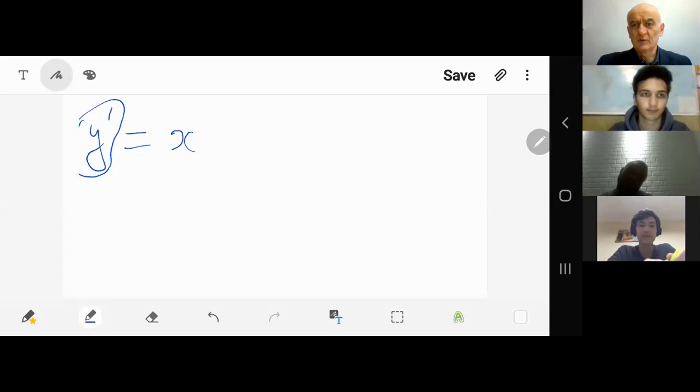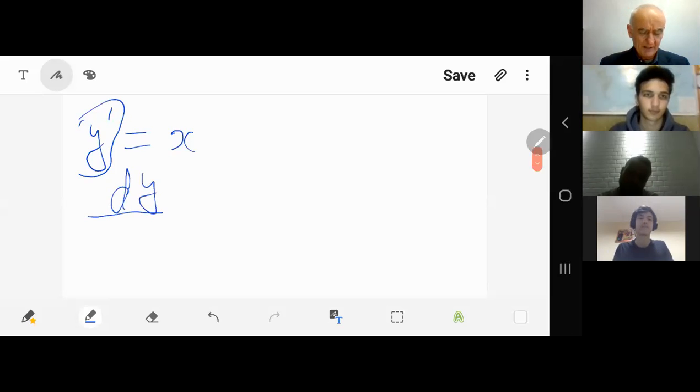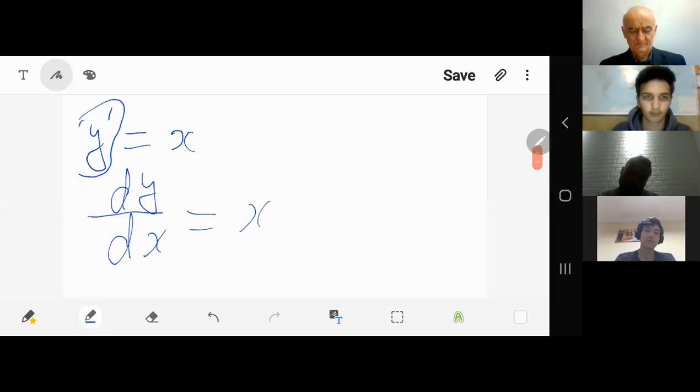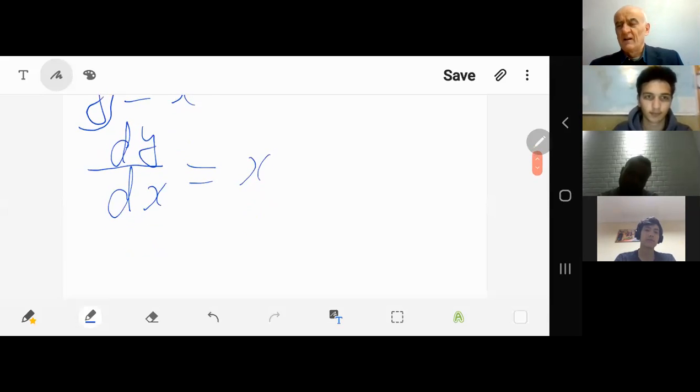So we need to represent derivative in a different view. And this different view, I hope you remember it, it's dy over dx equals x. When we started to study derivatives, we noticed that dy over dx is just the notation for derivative.